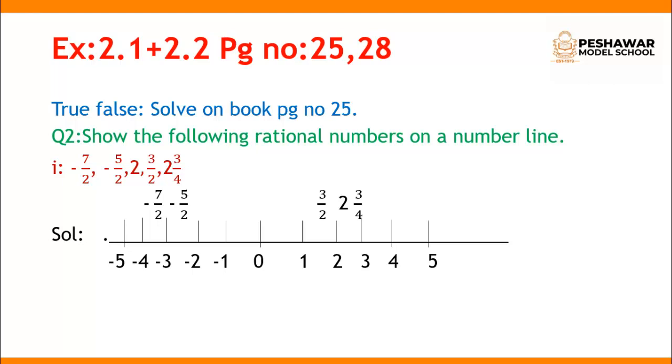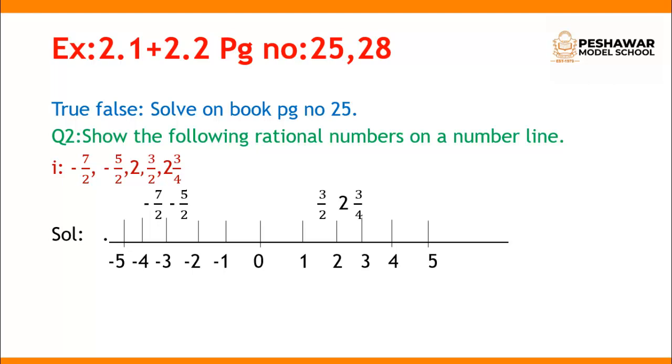Any integer can be expressed in the form of P by Q, where Q is not equal to 0. It's true. You have learned this recently. 0 is not a rational number. False. 0 is a rational number. All integers are rational numbers. Yes, true. Rational numbers may be positive or negative. True. In any rational number P by Q, Q may be 0. It is false. Q cannot be equal to 0. So note down these true and false answers in your book.